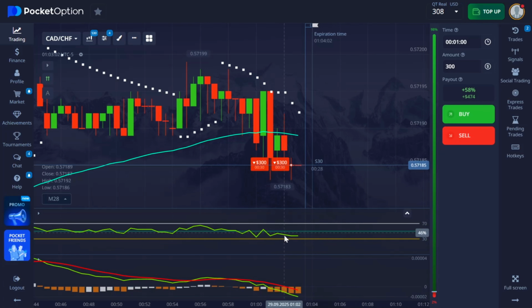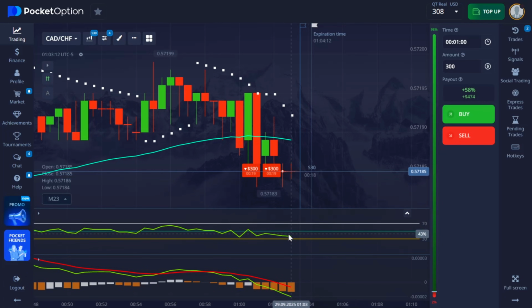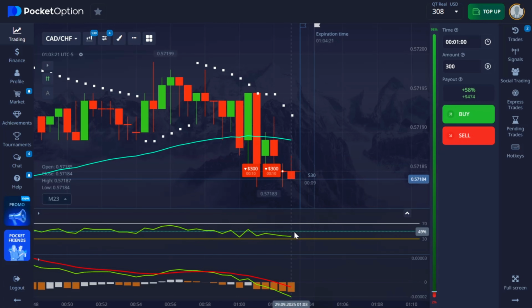RSI is below the 50 level, which means the price is trying to go much lower. I was going to say that I wanted it to cross the bottom line here, but it doesn't matter. Once it's below the middle line, we go with the sellers, and if it's above, we go with the buyers.